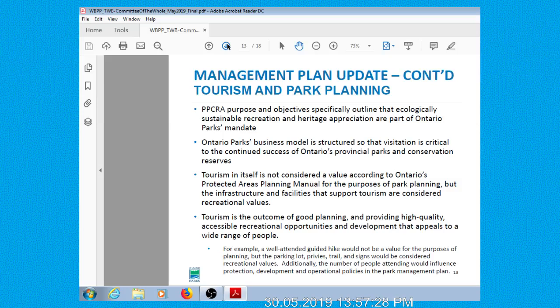Okay, and Councillor Watson, you have your hand up for a question. Thank you, Worship. Yeah, that statement really caught me. Tourism is not considered a value at all. So that's not what I said, sorry to interrupt, but I just want to clarify. Tourism is not considered a value for the purpose of planning under the Protected Areas Planning Manual. So it's a little bit different. For the operation of the park, tourism visitation is considered really important. I know it's splitting hairs a little bit, but it's an important distinction.